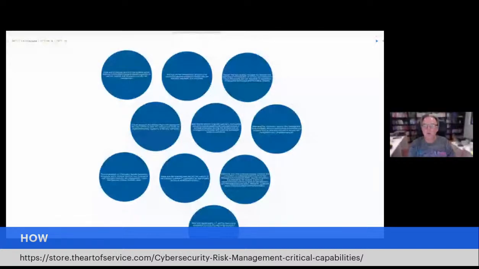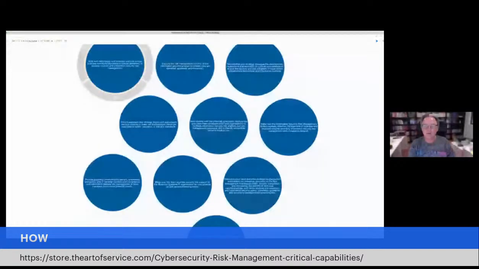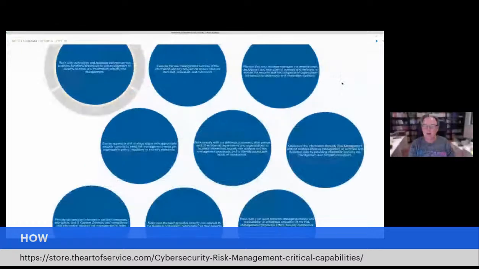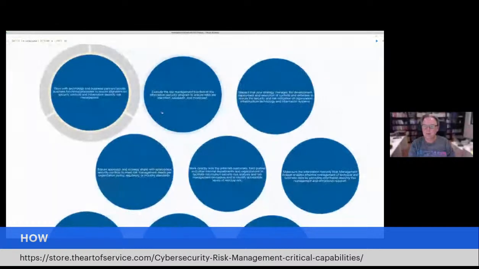With technology and business partners, I won't read them all. You get the idea. I will just zoom in and then pan over them so you can have a look at what's in here. Work with technology and business partners across business functions, so get people involved to ensure alignment of security controls and information security risk management. So don't be siloed. Get the business involved. Get every stakeholder involved. That's basically what it's saying.